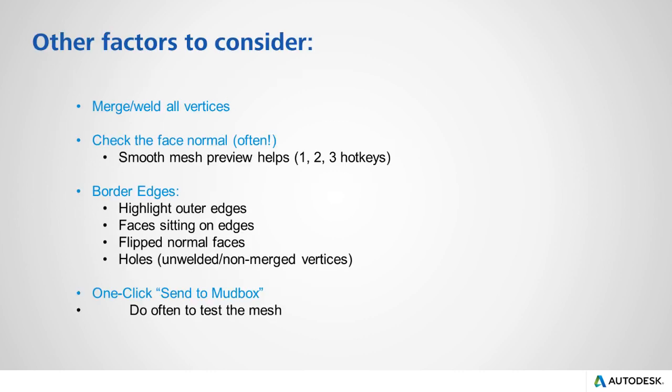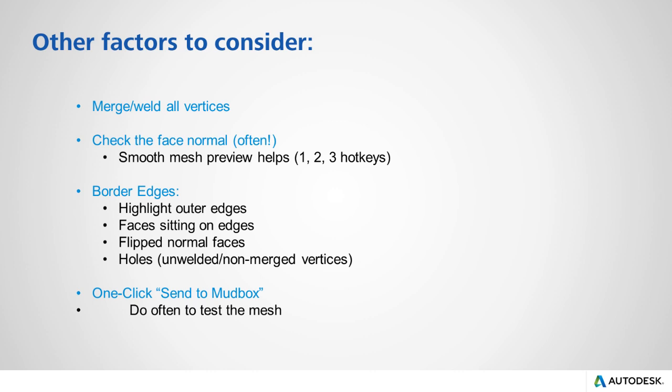So other factors to consider: it's always good practice to check your mesh as you work. Always grab all of the vertices and give them a nice merge or welding of those vertices. The worst thing is to have a nice mesh that looks good, but it won't subdivide properly because there are holes in the mesh because of unwelded or unmerged vertices that may exist. Check the face normals and do this often. Things like in Maya, for example, the hotkeys 1, 2, and 3, which give you a smooth mesh preview, are an excellent way to see some of these issues I'm talking about.